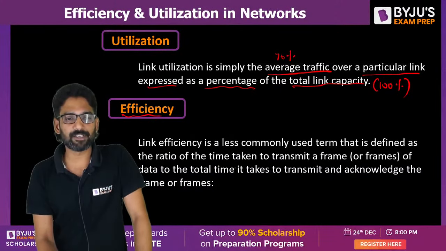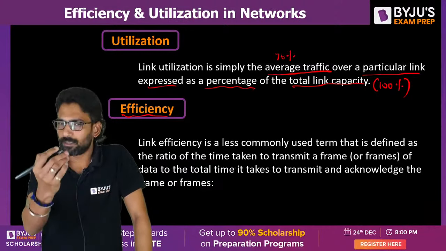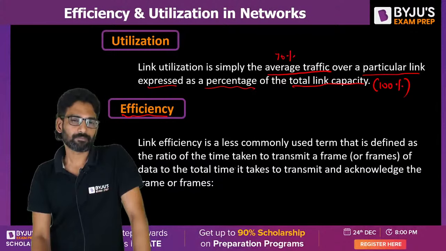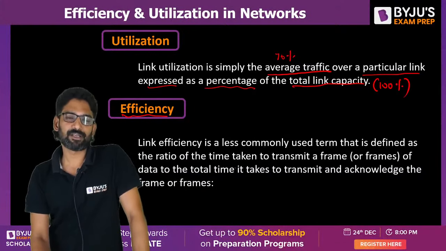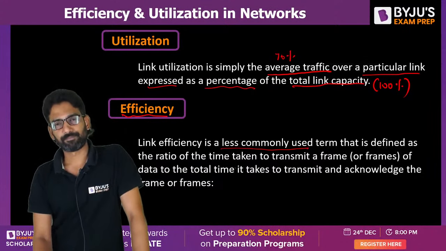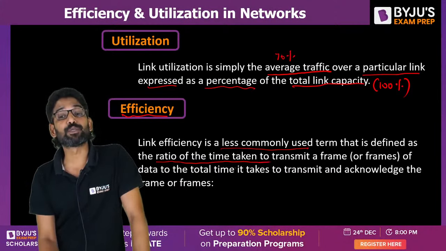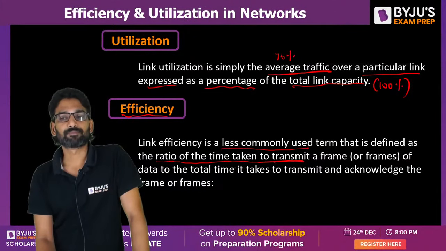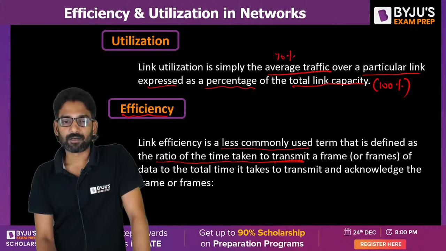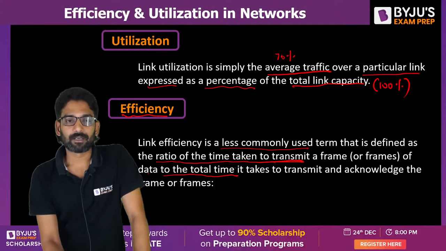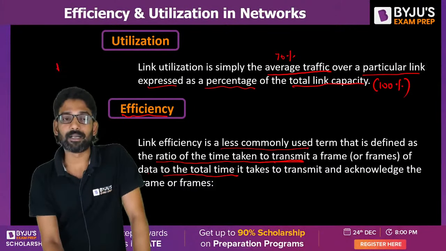And what is efficiency? These two terms are mostly interchangeable. Efficiency is a less commonly used term, that is defined as the ratio of the time taken to transmit to the total time. Here, the data transmitted over the total capacity.